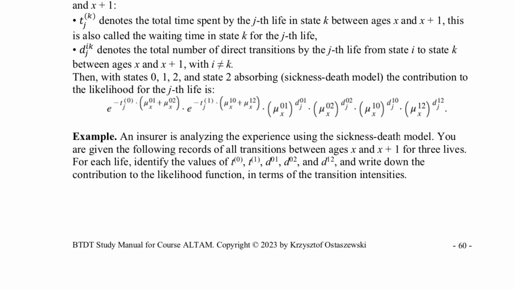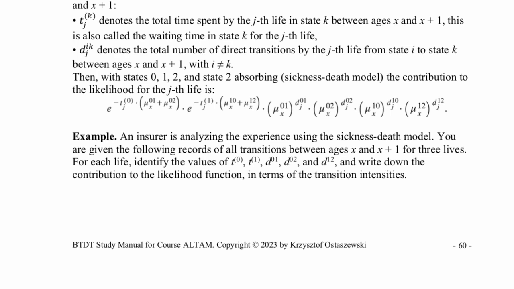And djik denotes the total number of direct transitions by the jth life from state i to state k between ages x and x plus 1, with i not equal to k. Direct transitions, because you can also go through other states, but no, this is going from this one to that one. That's it.